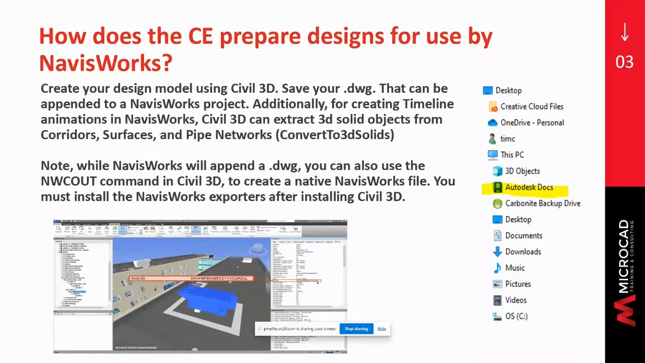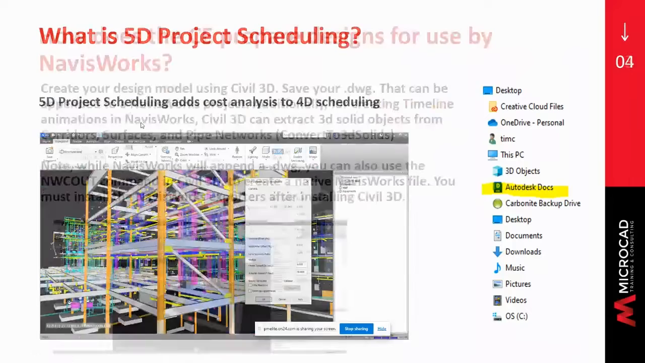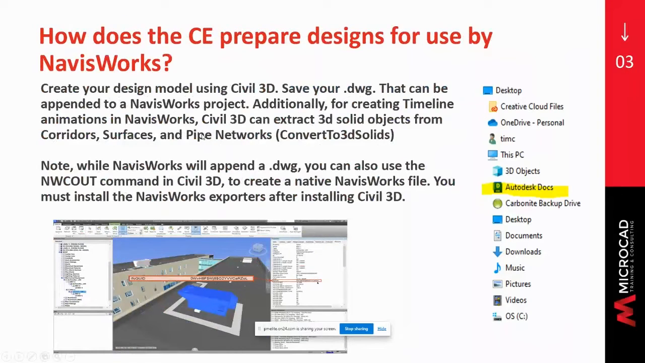Now, if I select a corridor on the screen, I'm going to have an option up on the ribbon, extract corridor solids. If I pick a surface, I'm going to have the ability to extract surface solids. And then for a pipe network, there's a command I type in called convert to 3D solids. So these will convert these Civil 3D objects into 3D solids, which NavisWorks understands very well, can be appended to NavisWorks, and then those can be used in the Timeliner.